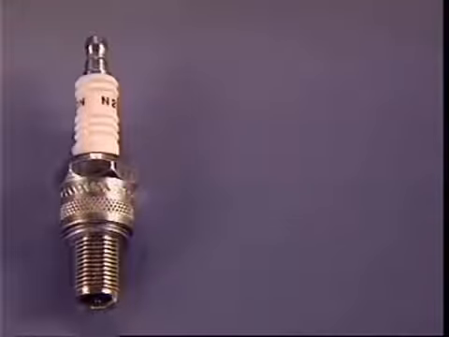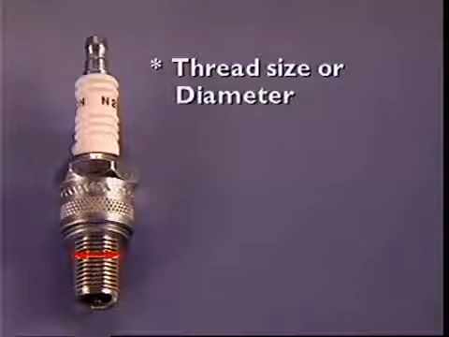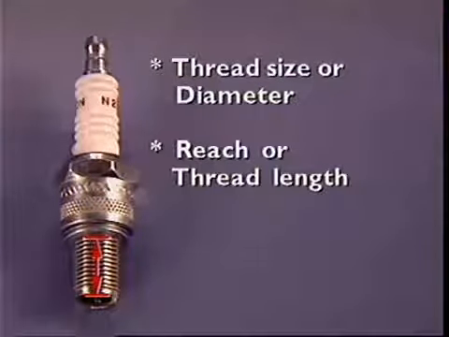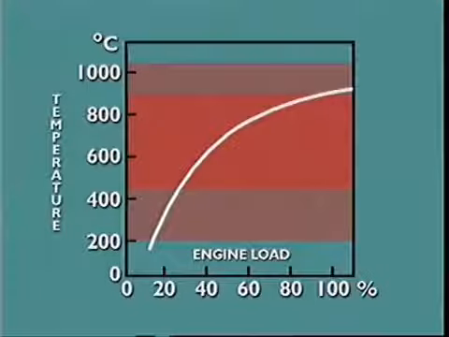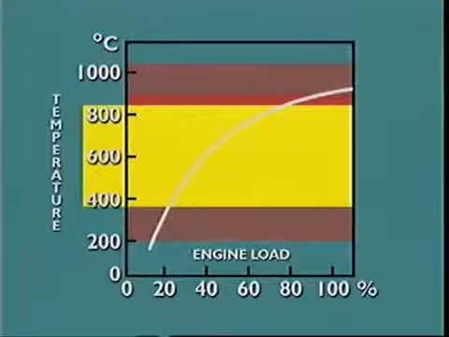Spark plugs are identified by 3 different features. These are thread size or diameter, reach or length of the thread, and heat range or operating temperature. Spark plugs should operate between average temperatures of 400 degrees Celsius and 800 degrees Celsius. This is referred to as the heat range.